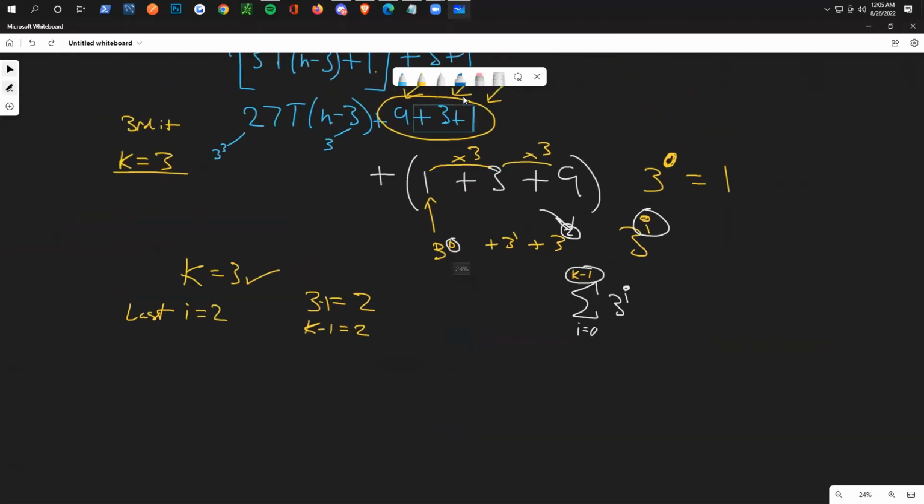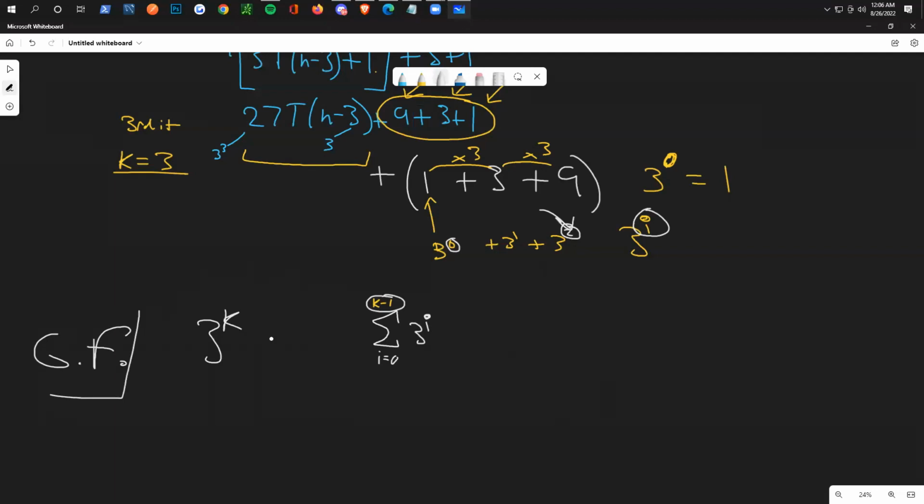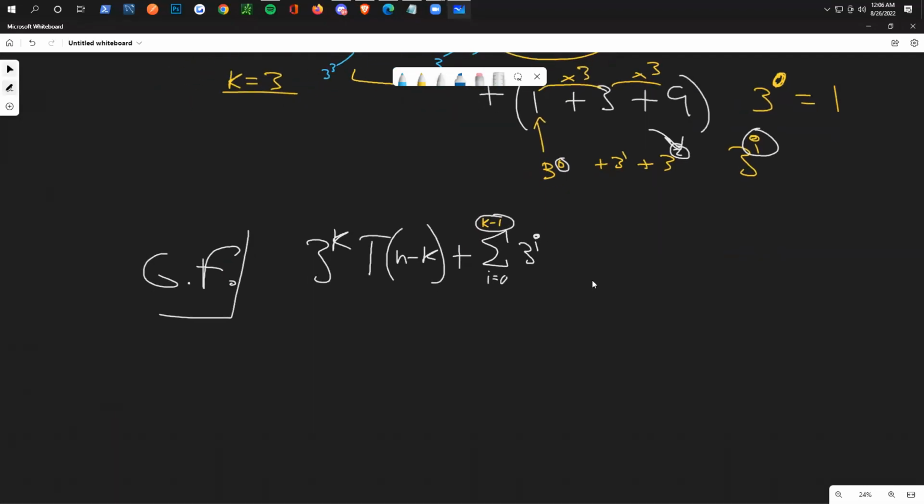Okay, so now we know how we can do that. I'm just explaining it to you guys. But now we have our summation. And from this point, we can work with the rest of this right here, right? So let's establish our general form now. At this point, we know that this term is something to the power of k, so 3 to the k, and then we have times t of n minus k plus the summation, right? So this is our general form right here.